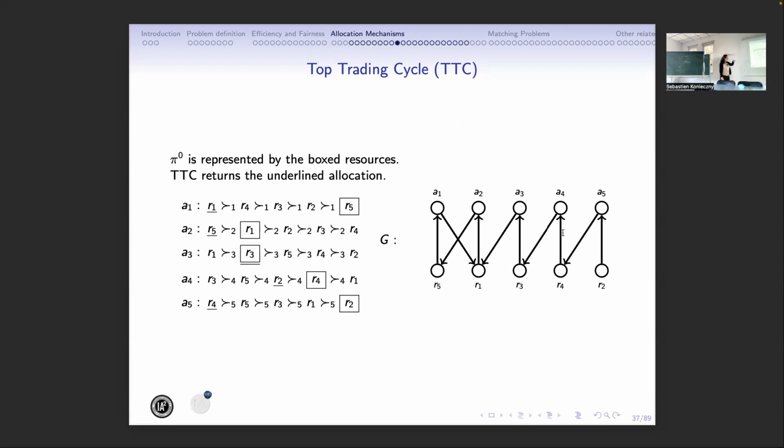And we make each resource point to its owner. And then we try to find a cycle. We have the guarantee that there exists a cycle. In this case, we can see that we have a cycle between R1, A2, and R5. So we will implement this cycle. We will give resource R5 to A1 and resource R1 to A2. And you see, we obtain the underlying allocation for agent 1 and agent 2.